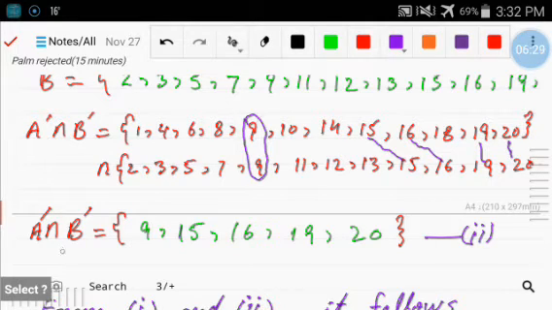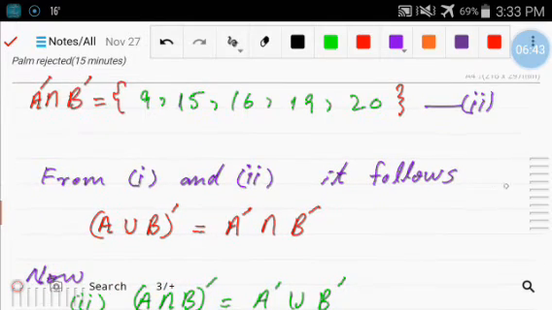So A complement intersection B complement is equal to 9, 15, 16, 19, 20, and this is equation number 2. So from first and second it follows that (A union B) whole complement is equal to A complement intersection B complement.